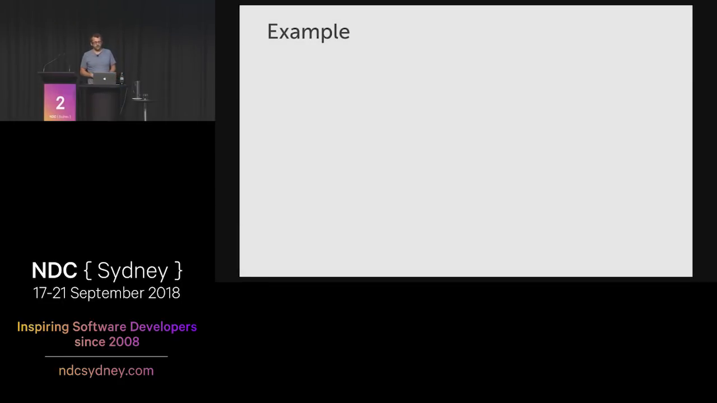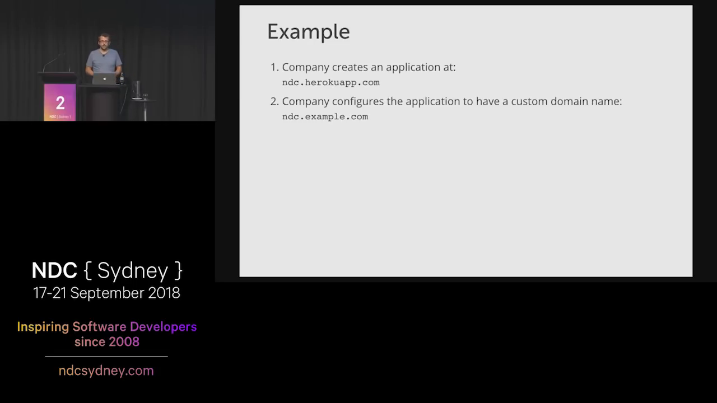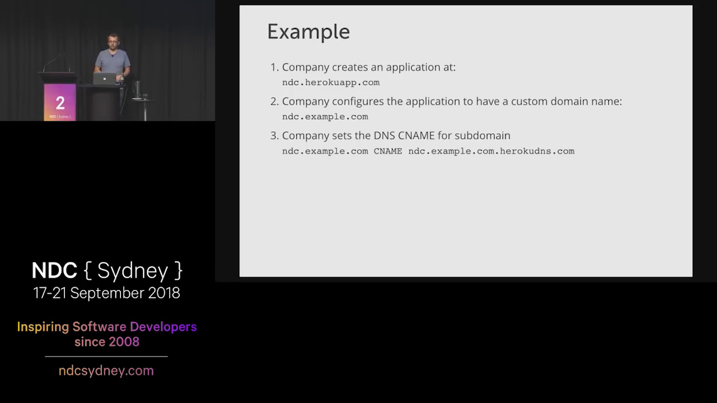So we are a company, and we create an application that's running on Heroku. I think actually Heroku is changing this now, but let's consider that it works as it used to. So we create an application at ndc.herokuapp.com. But we want this to have our proper domain name, not herokuapp. We want it to be our domain name. So we want ndc.example.com to point to this. So we go into the DNS and we set a CNAME, like an alias. So we say that ndc.example.com, you're going to go and look up this somewhere else.